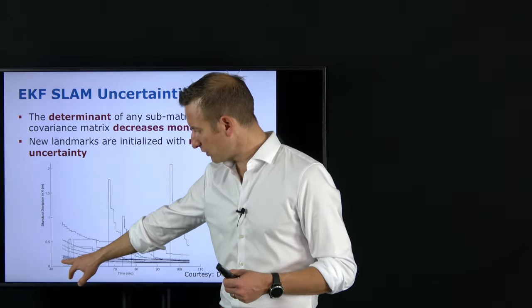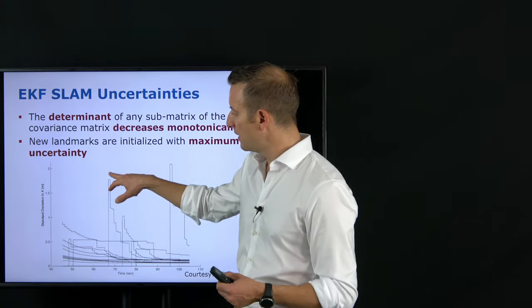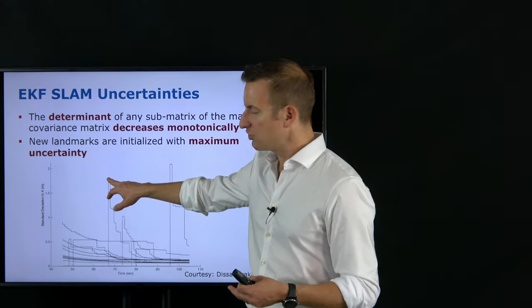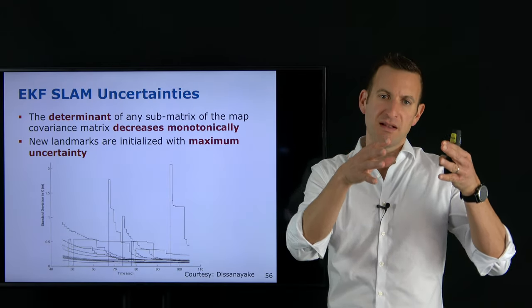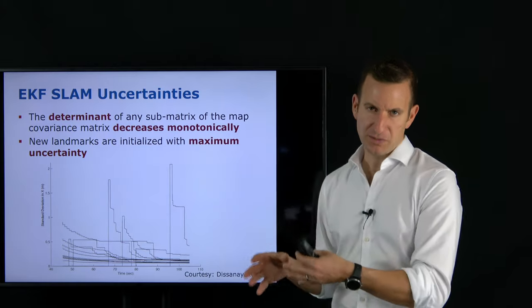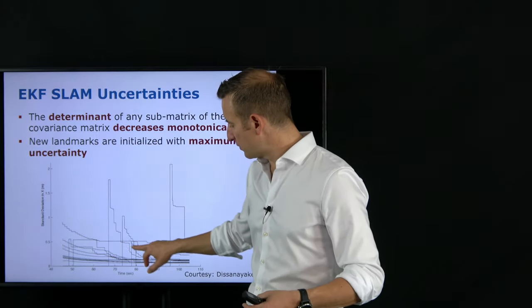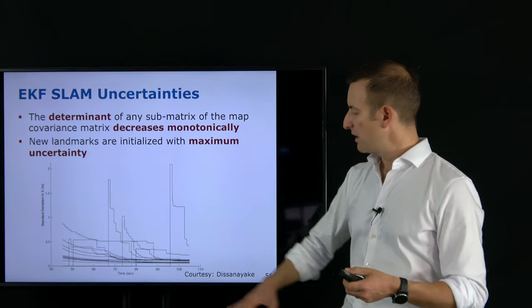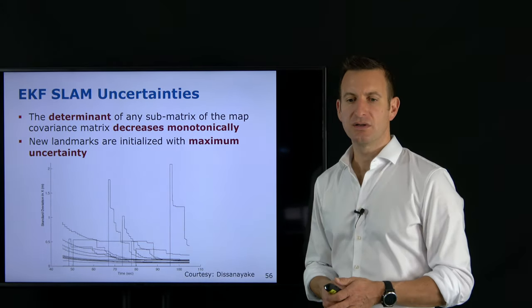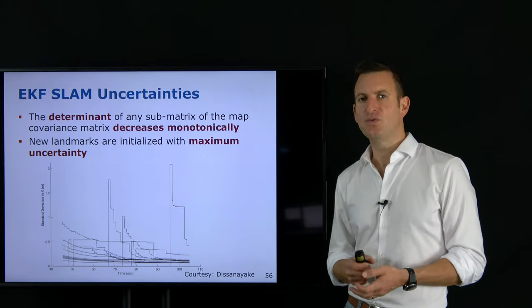If I start and the landmarks were close to my starting location, the uncertainty is smaller. If I'm further away, they are initialized larger because they have a larger initial uncertainty, since it's the combination of the landmark's uncertainty and the robot's uncertainty when observing it. But the more you observe, those elements will go down. It's a monotonically decreasing function, and it goes down and down and down. And the key question is, will it ever get to zero?